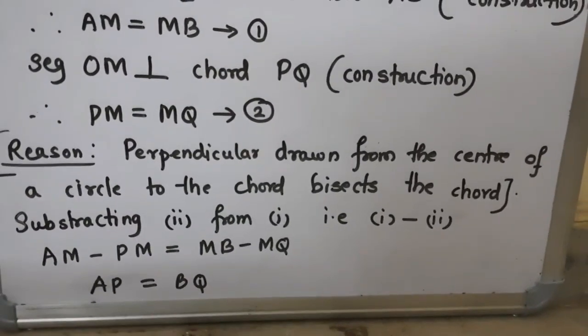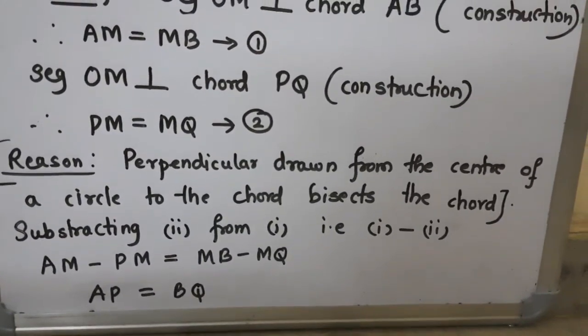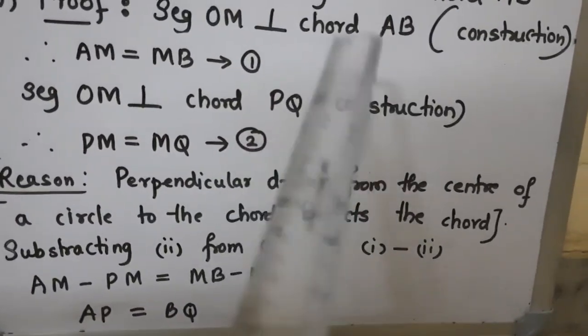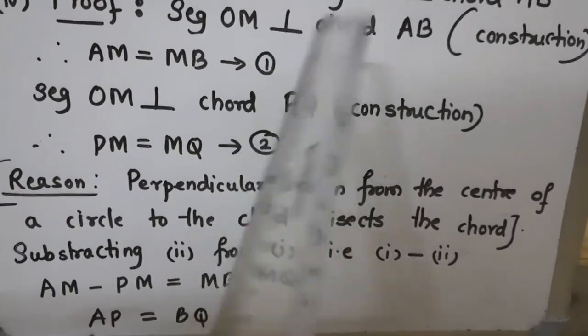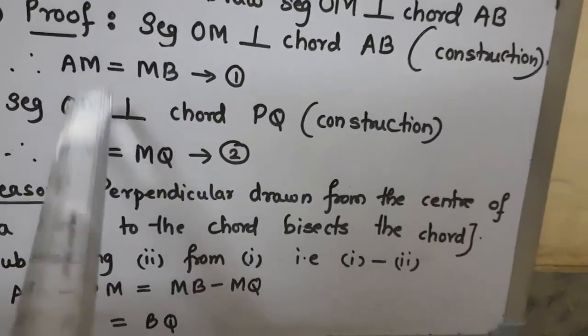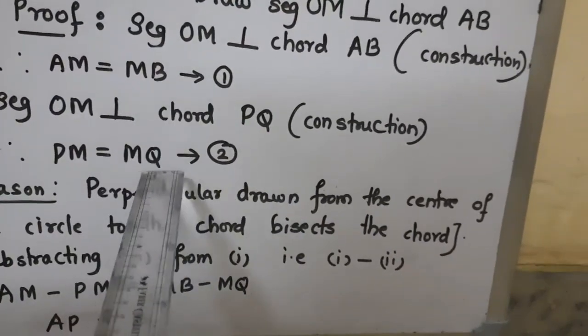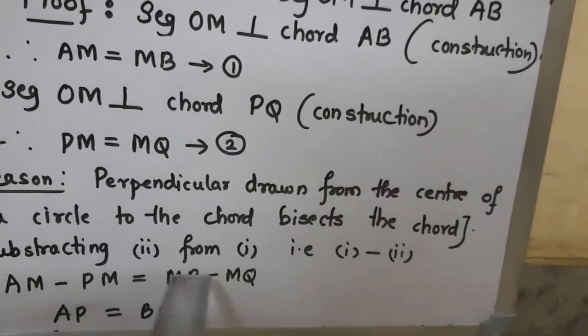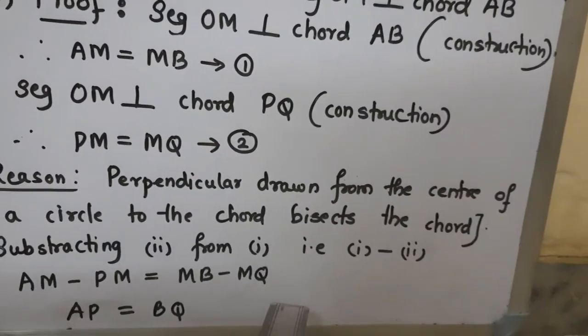Now, what we will do is subtract equation number 2 from equation number 1. That is, we will do 1 minus 2. 1 minus 2 means AM minus PM is equal to MB minus MQ. We have written the same thing.